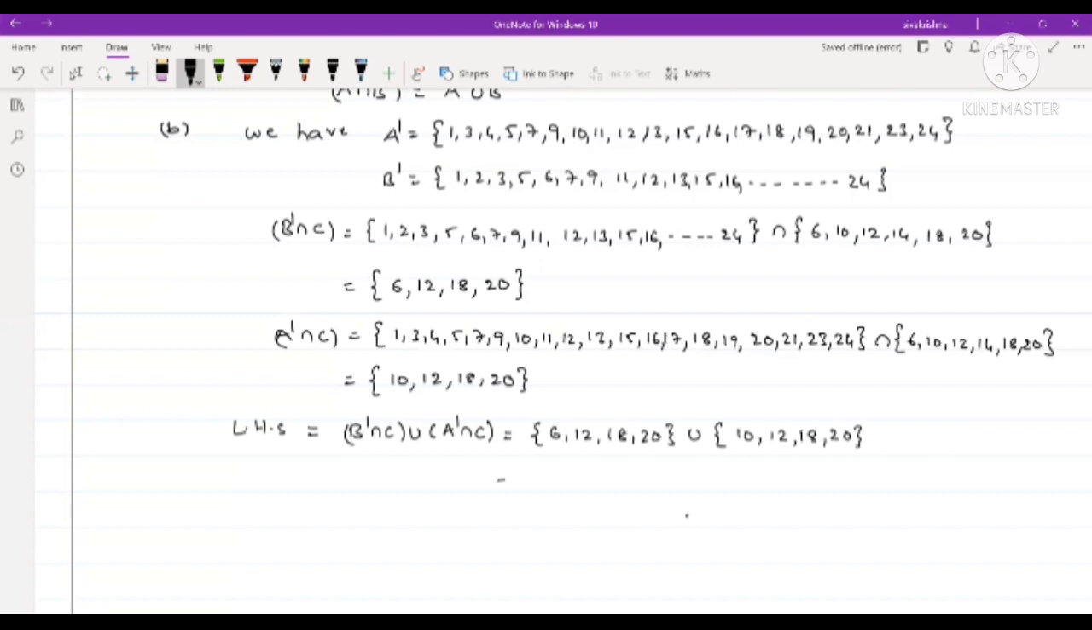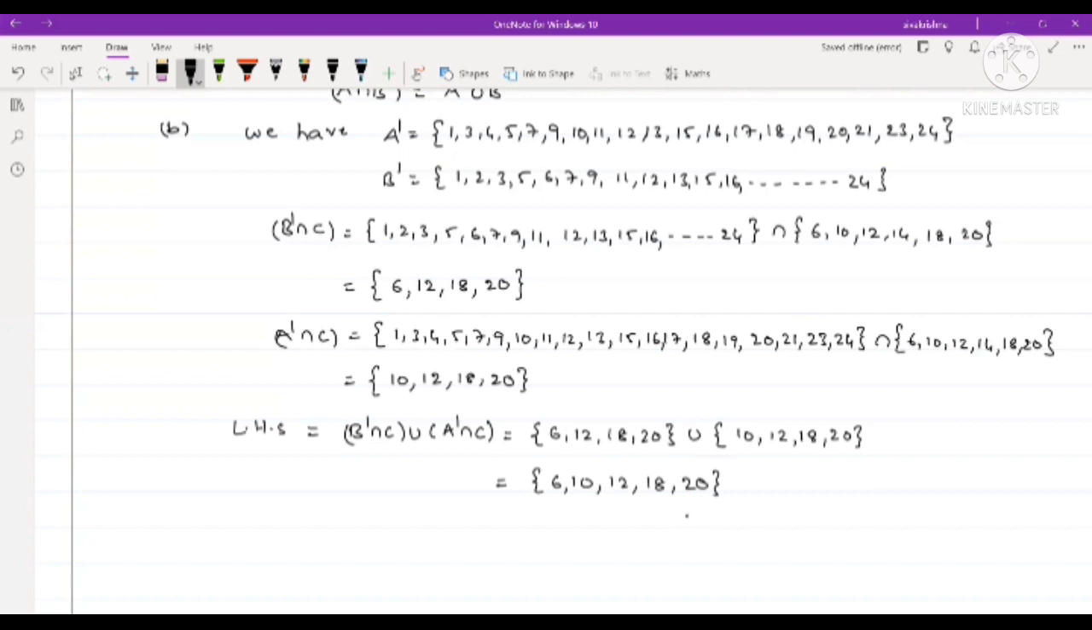Once again, union is nothing but we have to write all the elements present in both the sets, and the repeated element we write only once. It means we write 6, after that 10, after that 12, after that 18, and finally 20. So these are the elements present in both the sets. So this is the value of LHS.